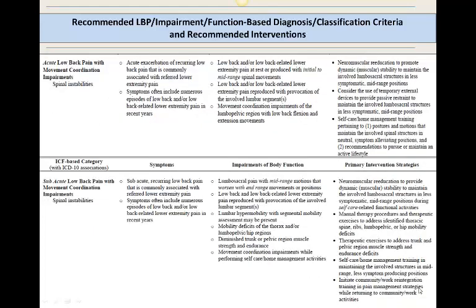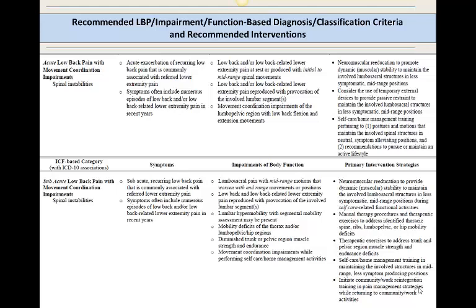This slide discusses acute low back pain with movement coordination impairments or spinal instabilities. An acute exacerbation or reoccurrence of low back pain is commonly associated with spinal instabilities. These are typically younger females who have lots of motion and are very flexible. They typically present with pain with initial to mid-range spinal movements, and it may produce low back or extremity pain. They often exhibit movement coordination impairments, such as aberrant spinal motion.